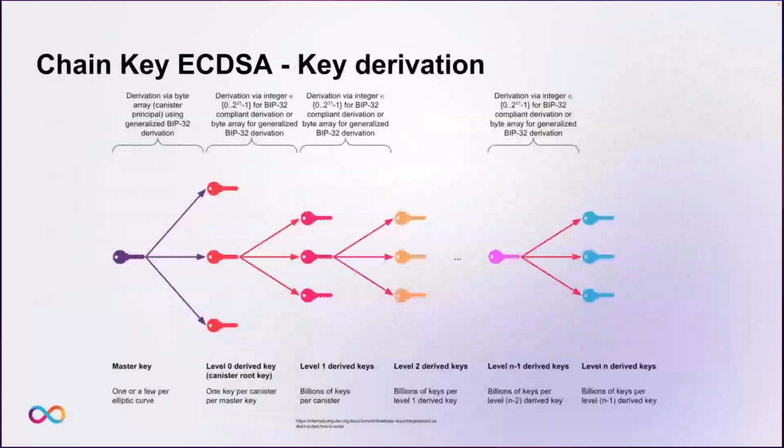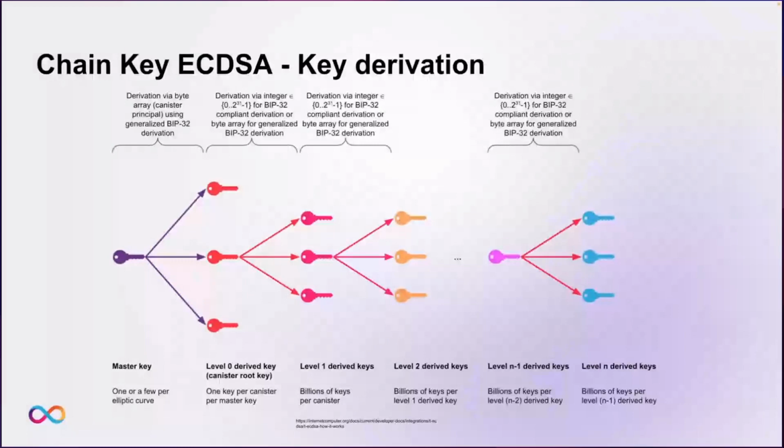So let's take a closer look at the key derivation for ECDSA. So we start off with a master ECDSA key on the ECDSA-enabled subnet generated with the generation protocol. And then from this master key, we can derive canister ECDSA keys. So a single master key is enough to derive ECDSA keys for each canister on the IC using the canister principal as an input. And this key is also called a canister root key. And from canister root keys, again, we can derive an unlimited number of ECDSA keys.